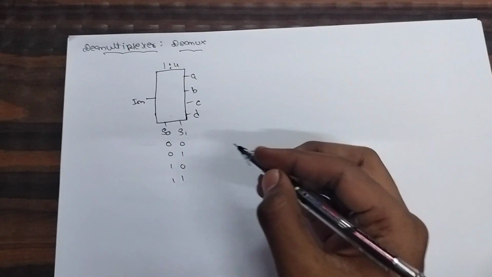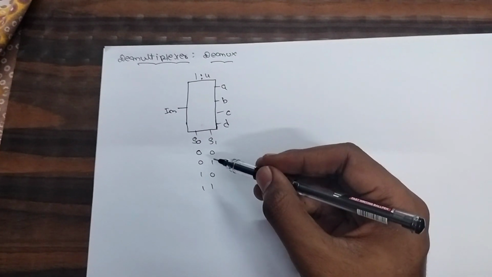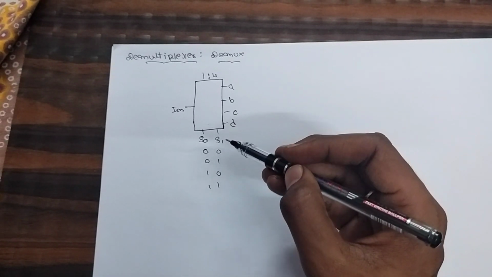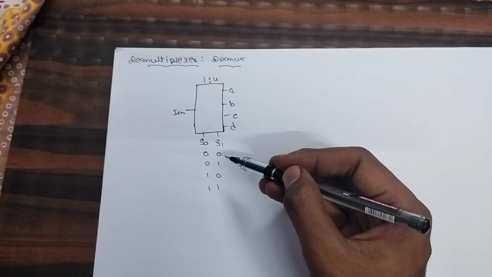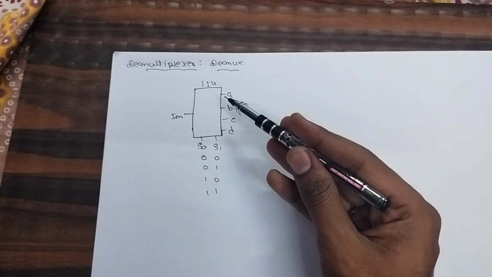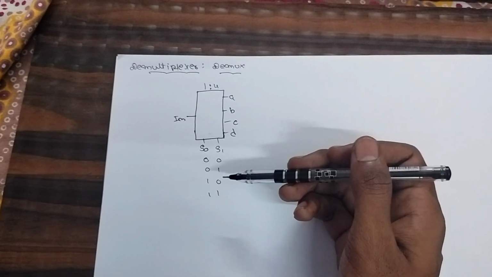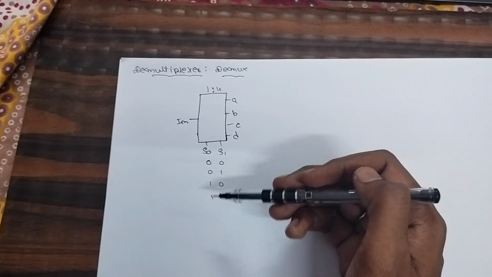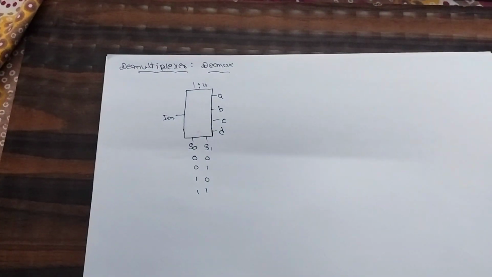And we can see that in a 4 is to 1 multiplexer there are two select lines. Here in a 1 is to 4 demultiplexer there are also two select lines. If the select is 0 and 0, then the input is given to A. If the select is 0 and 1, then the input is given to B. In this same way it is going to work.